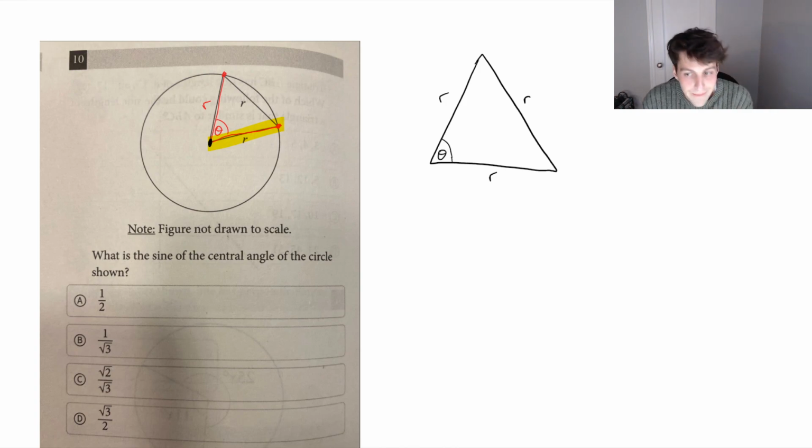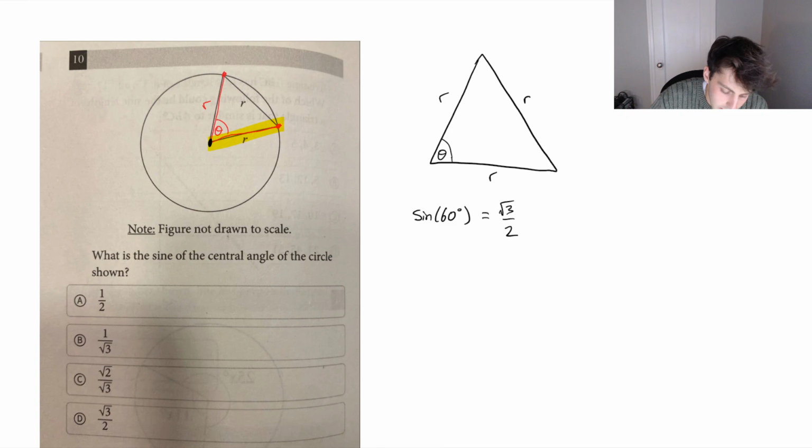Okay, well, we know that theta is going to be 60 degrees. So really, if you know your special triangles, we just know that sine 60 is going to be root 3 over 2. So you can really just finish the question like that. If you want to look at this another way, you can take a look right here.